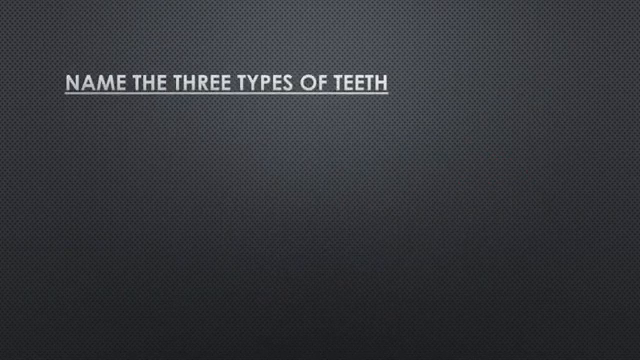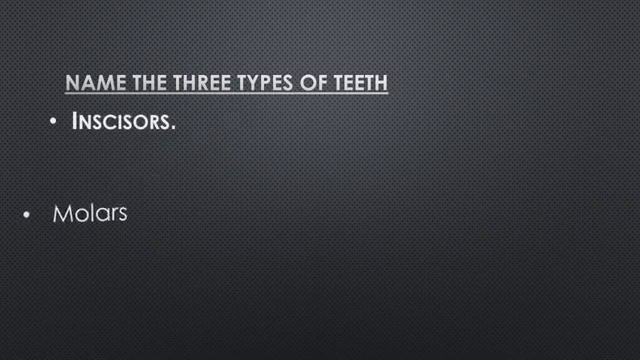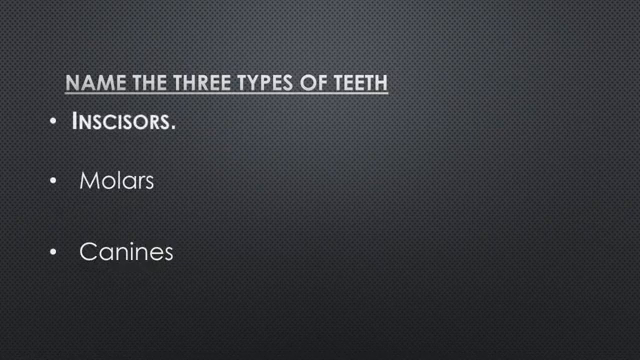Question number 2. Name the 3 types of teeth. What are the 3 types of teeth that we learned? Incisor, molar, and canine. So the 3 types of teeth are incisors, molars, and canines.